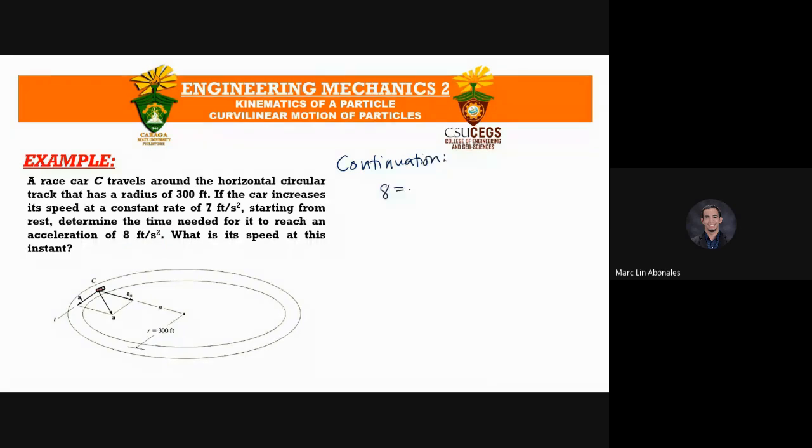8 is equal to square root of 7 squared. Simplify na lang nato ni daan. That is 49 plus ang sa an, 70 squared over 300 tapos squared. Para matanggal ang square root, i-square nato both sides sa itong equation.